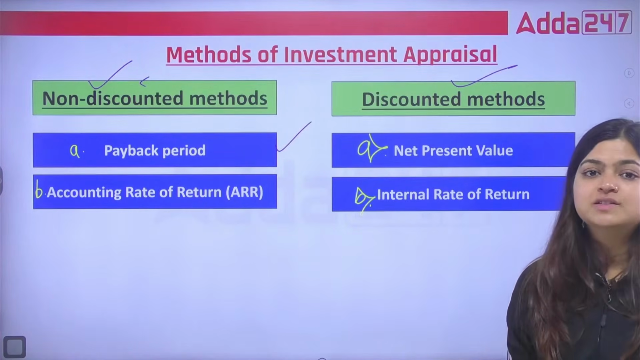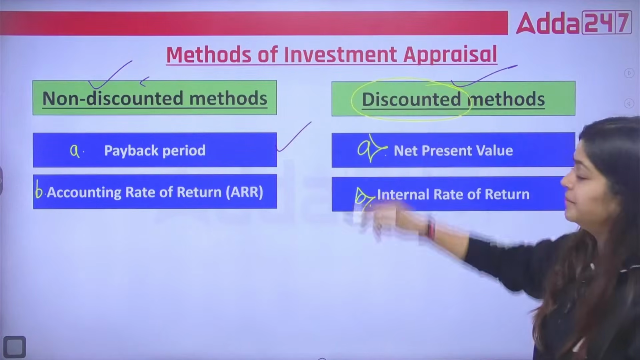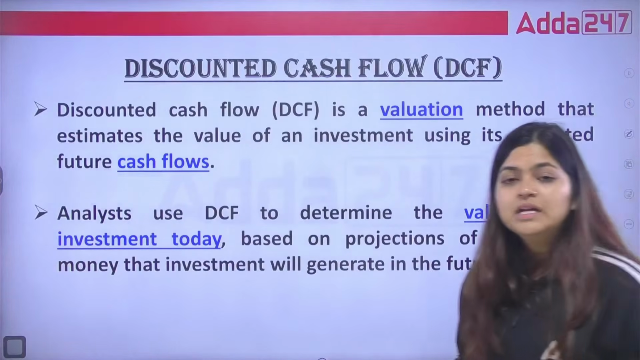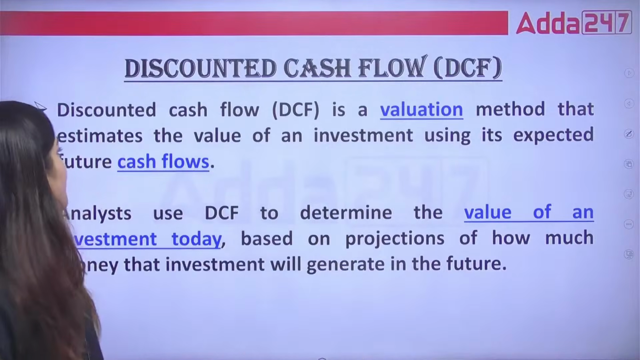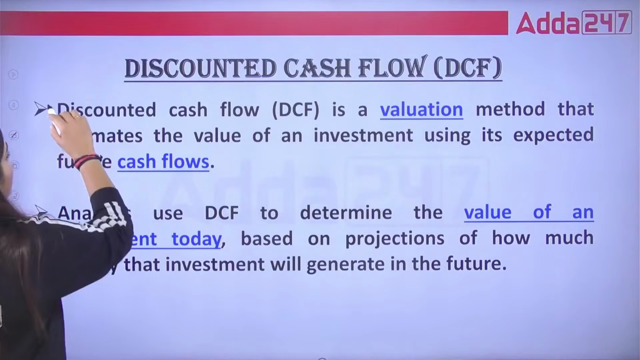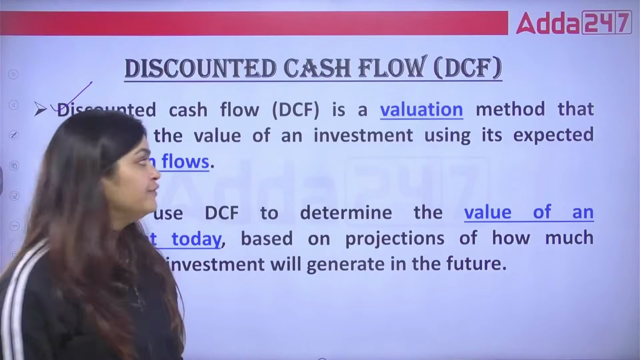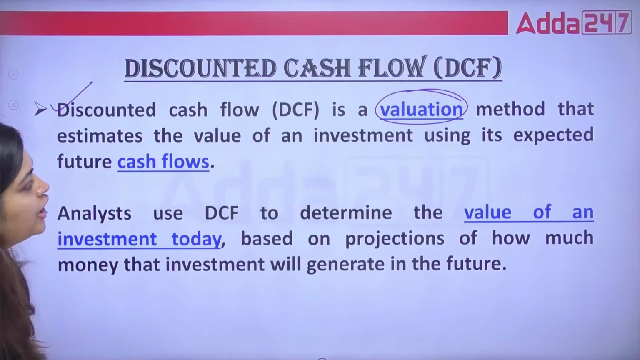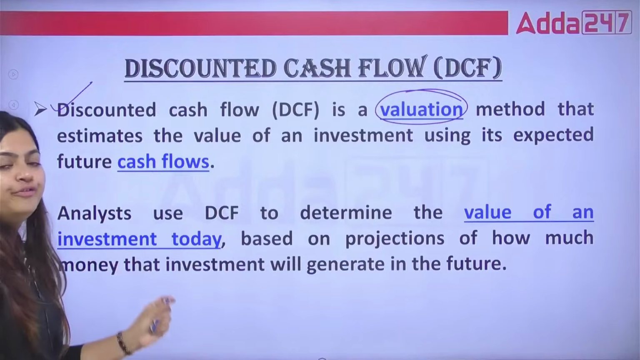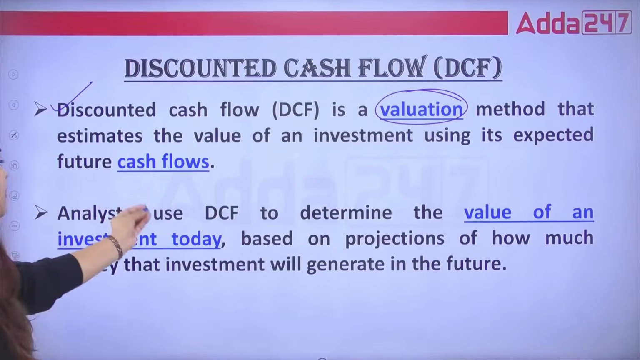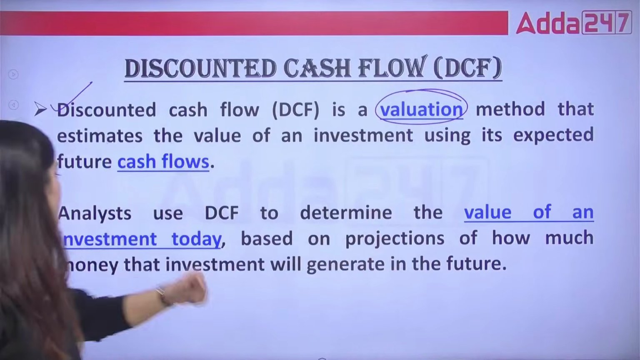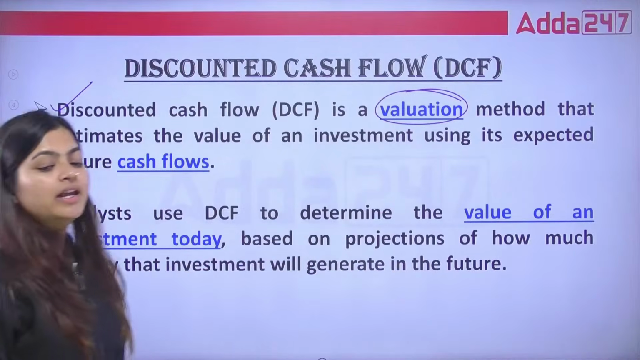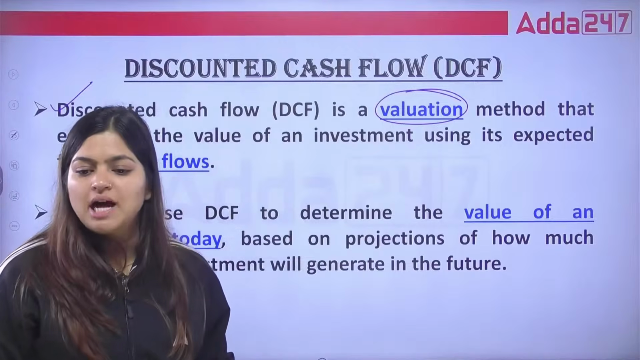But what is the meaning of discounting? Yes, what is the meaning of this discounted here? So first, let's talk about this. What is the meaning of this discounted word? So discounting means, this is the discounted cash flow, DCF, is a valuation method. This is a valuation method that estimates the value of an investment using its expected future cash flow. And as an analyst, we are going to use DCF to determine the value of an investment today based on projections of how much money that investment will generate in the future. That is what discounted cash flow is.